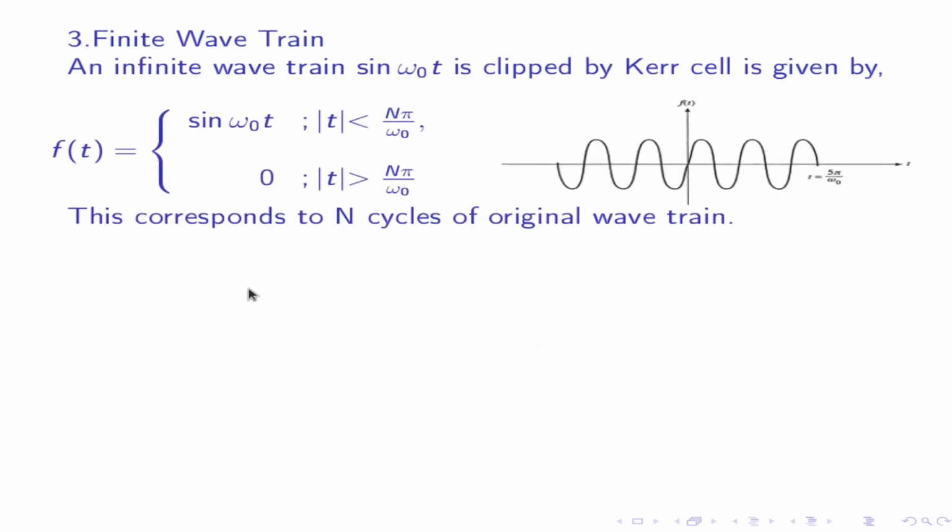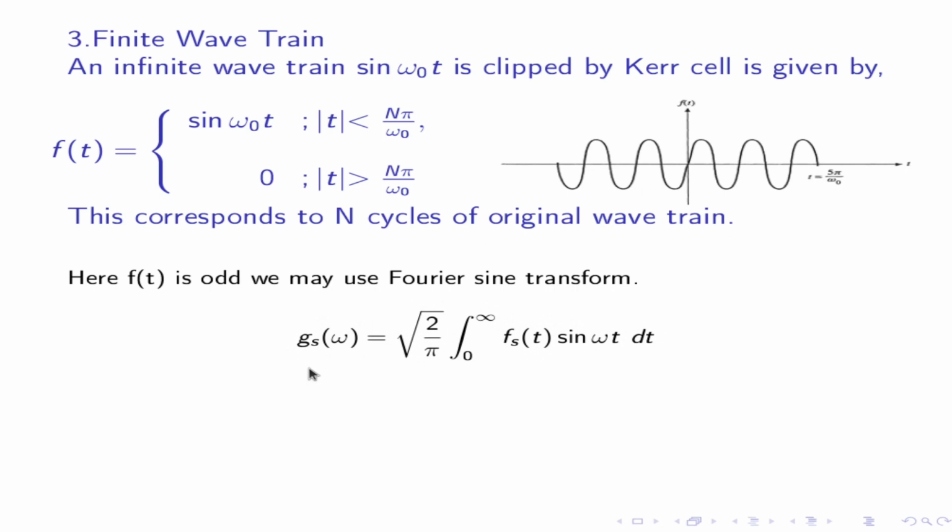Here we have a finite wave train. This is a finite wave. It is clipped by a window: f of t is sine omega 0 t for modulus t less than n pi by omega 0, and 0 for modulus of t greater than n pi by omega 0. This corresponds to n cycles of the original wave train. So this is an odd function, and we can use the Fourier sine transform, which is g s of omega is square root of 2 by pi integral 0 to infinity f of t sine omega t dt.